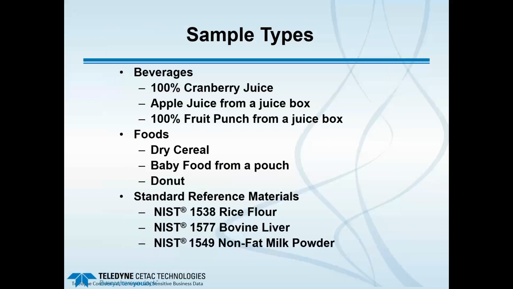So, sample types. There's quite a variety that were looked at in these tests. So for beverages, 100% cranberry juice, apple juice from a juice box, one of the small cardboard juice boxes that are readily available, 100% fruit punch, which is a mixture of different fruit juices, also from a juice box, dry cereal, baby food, or what we'll call wet baby food from a pouch, a donut, a common pastry. And then we wanted to look at the recoveries of some of the trace elements in some standard reference materials. And these are all from NIST: rice flour, bovine liver, and non-fat milk powder.